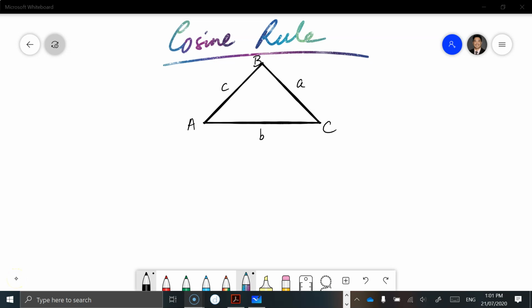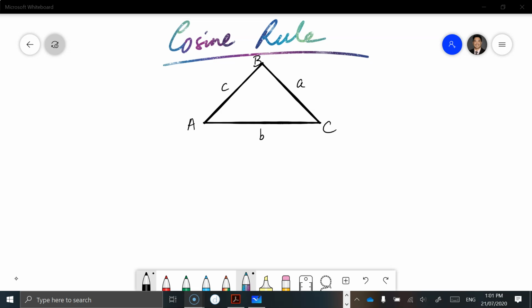Hey guys, welcome back. So we have now the cosine rule. Same purpose. We are dealing with non-right angle triangles, working out a side or an angle, but it depends on limited information that won't fit in the context of the sine rule.